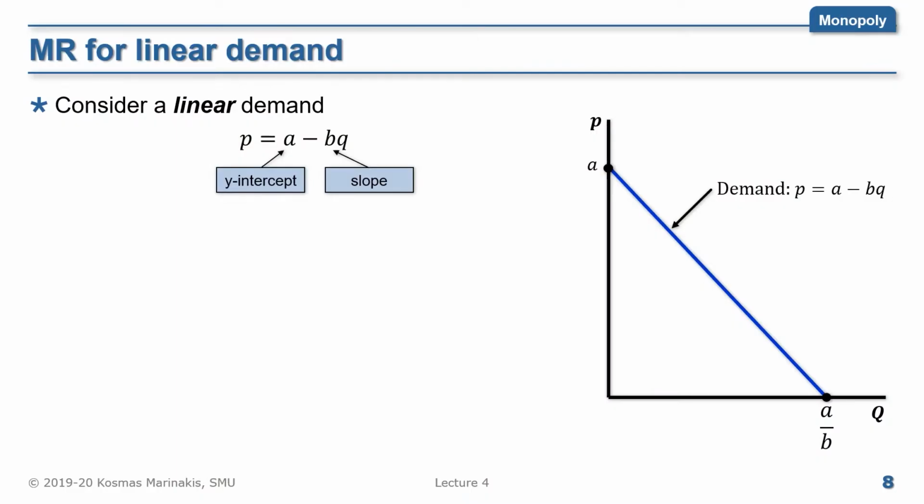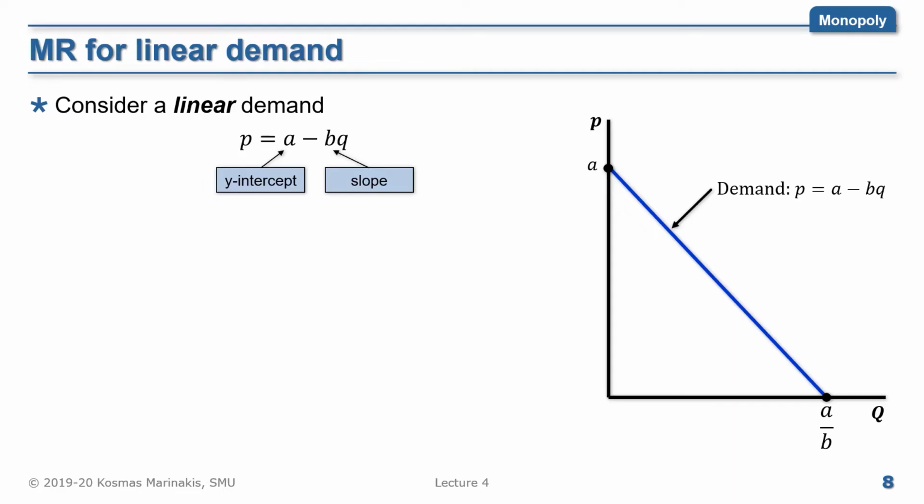All right, so I do have my demand. Most of the times this will be given. Some cases I will not even be giving you the equation. I will just give you the line straight away. So you have this linear demand curve. How can you find the marginal revenue?